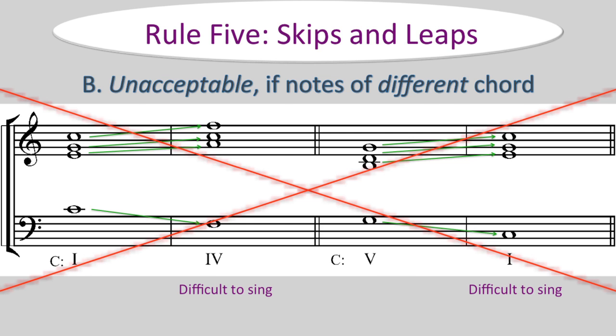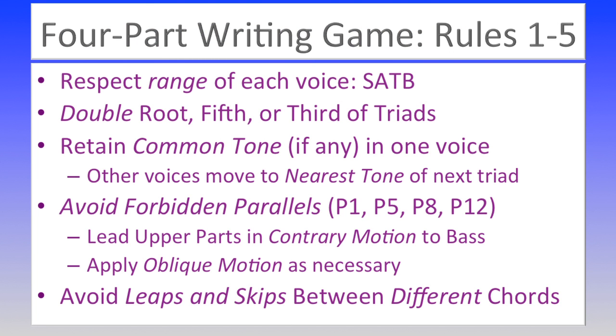Why is this important? Never forget that these 5 rules are teaching you how to produce independent melodic lines in singable harmony for 4 voice parts. Oblique and contrary motion help us avoid the error of parallel unisons, fifths, octaves, and twelfths between the voices.